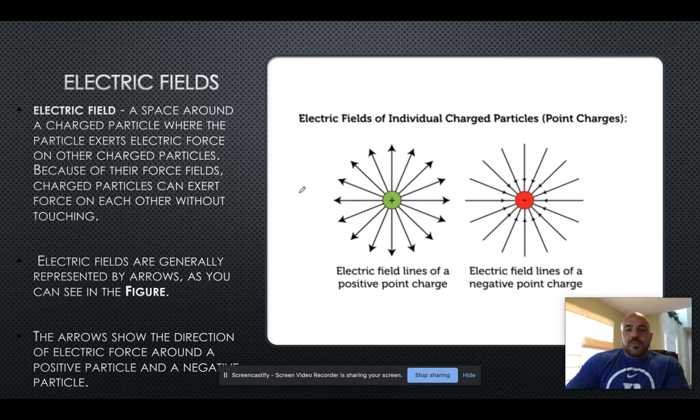But those arrows tell you some things. So anytime, and this is super important, there are several questions that relate to this. Anytime you have a positively charged object or atom or molecule, you will draw arrows pointing away from it in an electric field. Anytime you have a negative molecule or particle or object, you'll draw arrows towards it.